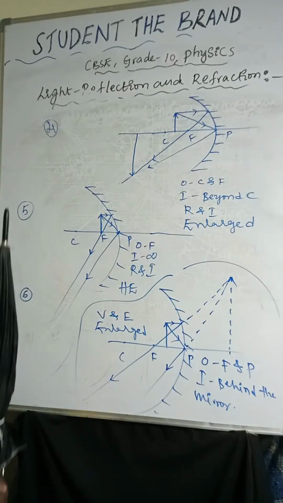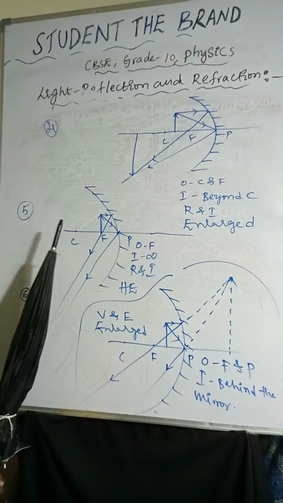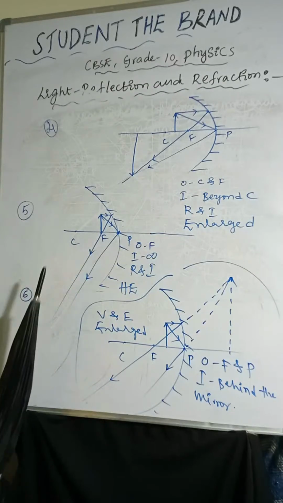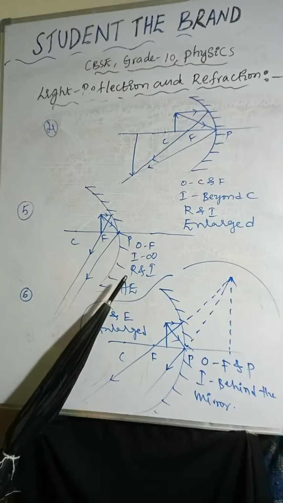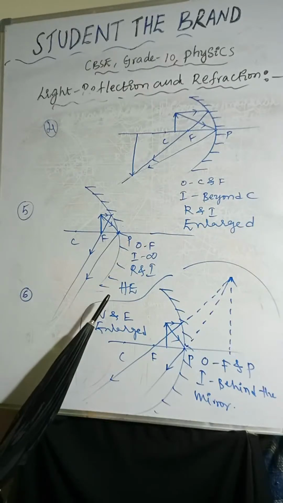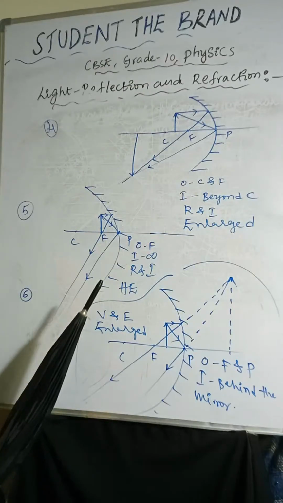And the next one, the fifth one: object is placed at F. Image is forming at infinity. Nature of the image is real and inverted. Size of the image is highly enlarged.